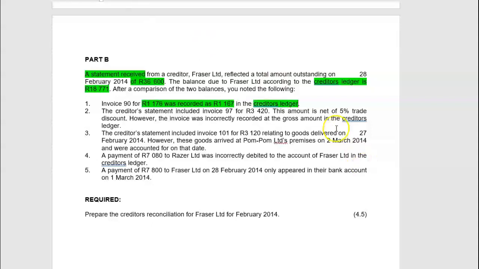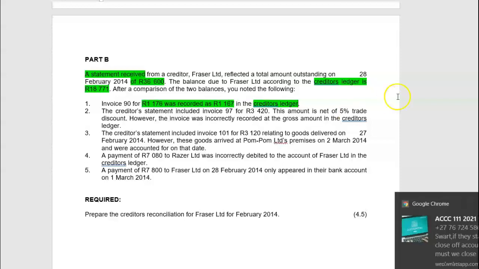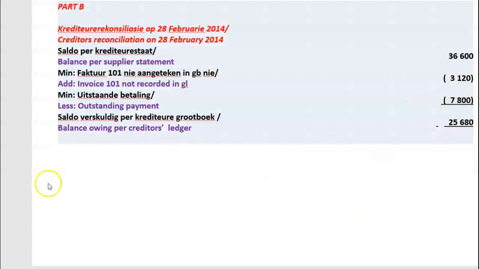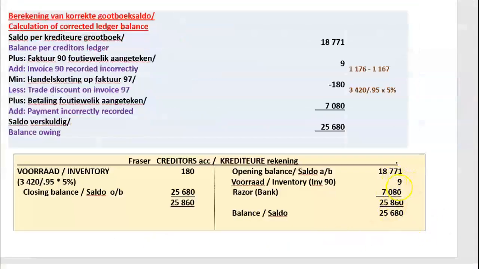Now guys, with any reconciliation that you're going to do, your first question is, who made the mistake? And if your answer is, we made the mistake, then it means that we have to rectify our own records with that mistake. So what did we do? We have posted in that creditor's account an amount of 1167 instead of 1176. So there was 9 Rand that we have credited his account too little with. So we have to rectify his account, and therefore we're going to post into his account an amount of 9 Rand, and the counter leg will go against inventory.